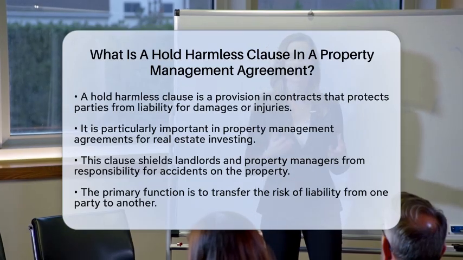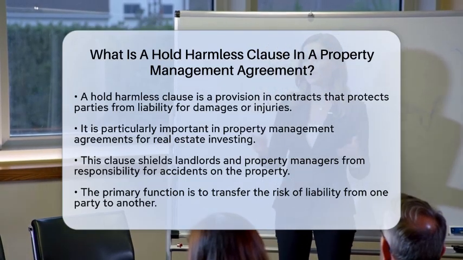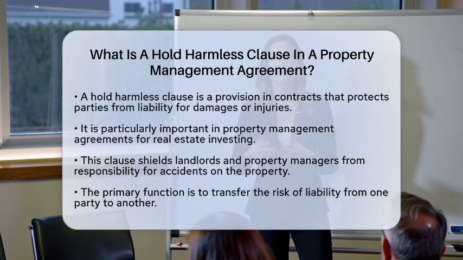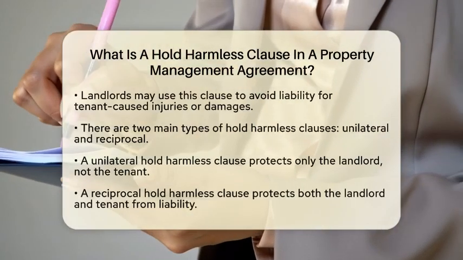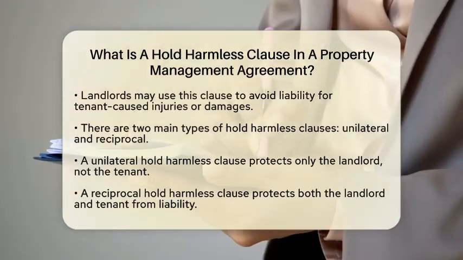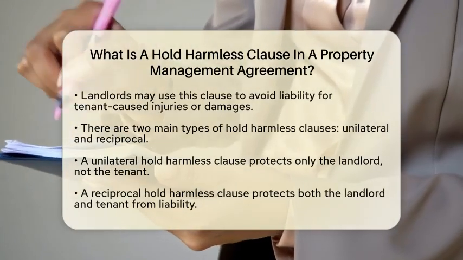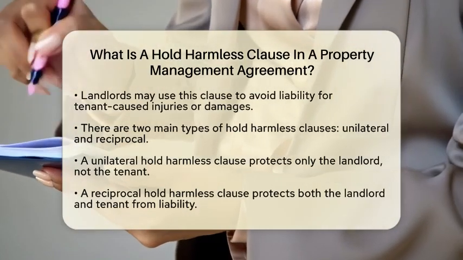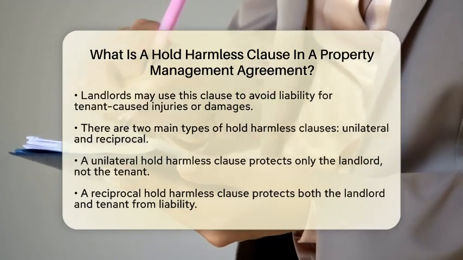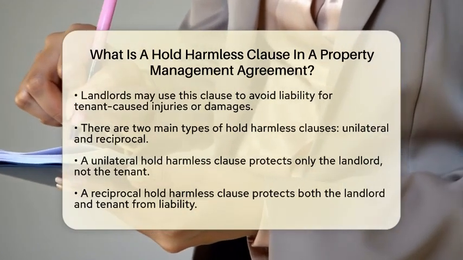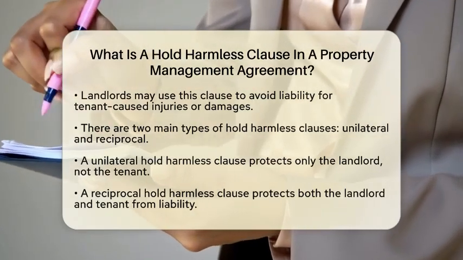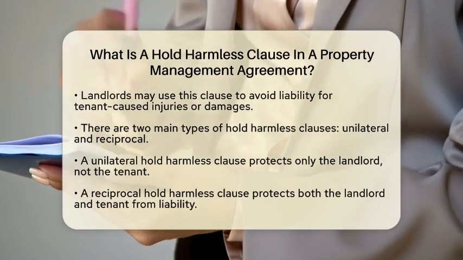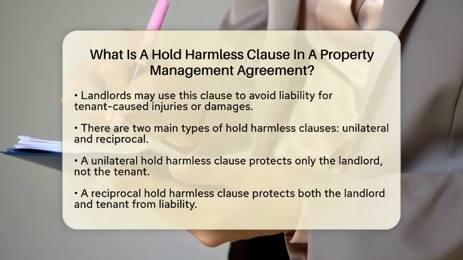The main purpose of a hold harmless clause is to transfer the risk of liability. For example, a landlord may include this clause to ensure they are not liable for injuries or damages caused by a tenant's actions or negligence. This means if a tenant accidentally damages the property or someone gets hurt due to their actions, the landlord is not held responsible. There are two main types of hold harmless clauses you should know about.